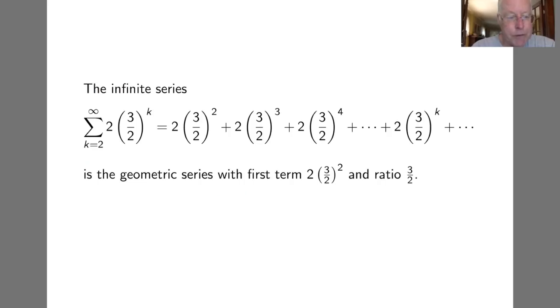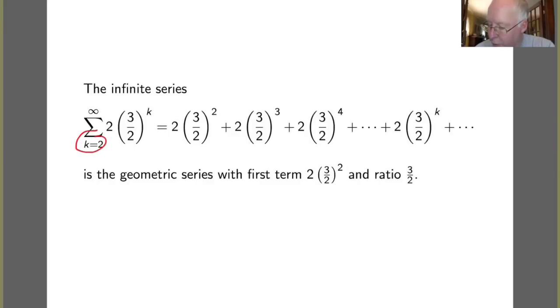This infinite series, the summation k equals 2 to infinity of (3/2)^k. Now notice here we've started at the number 2. So our series starts with k equals 2, and our first term is the k equals 2 term. So this is a geometric series with first term (3/2) squared. And again, notice that we have the ratio 3/2.